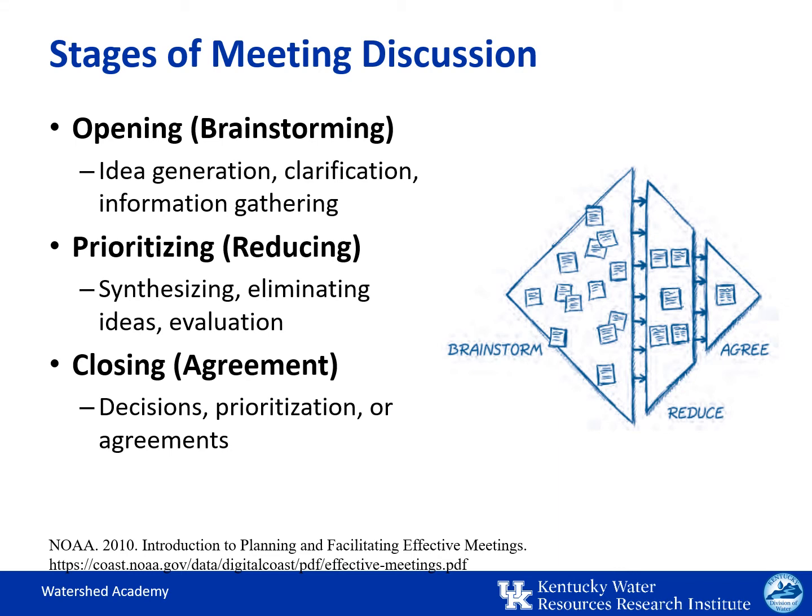The second phase is a prioritization or reduction phase. In this step, information is summarized, similar ideas are combined, and action items are evaluated. The goal here is to narrow the choices or the data to make it more manageable. And lastly, there's a closing section or an agreement phase. This is where decisions occur, final prioritization is made, and the group reaches an agreement.